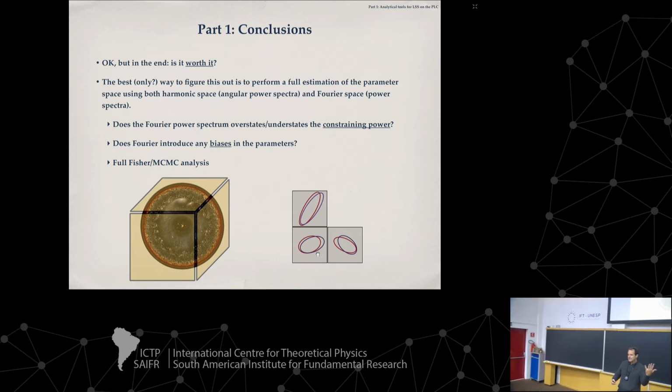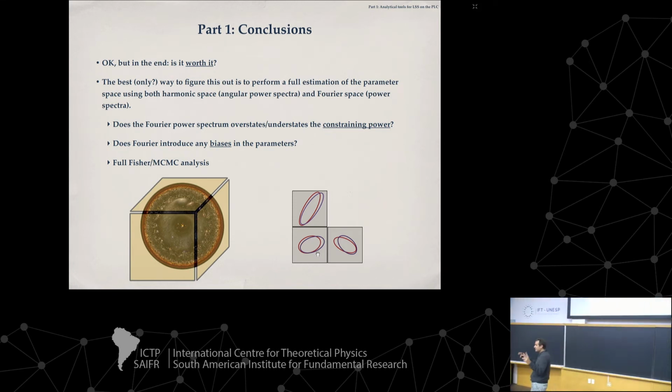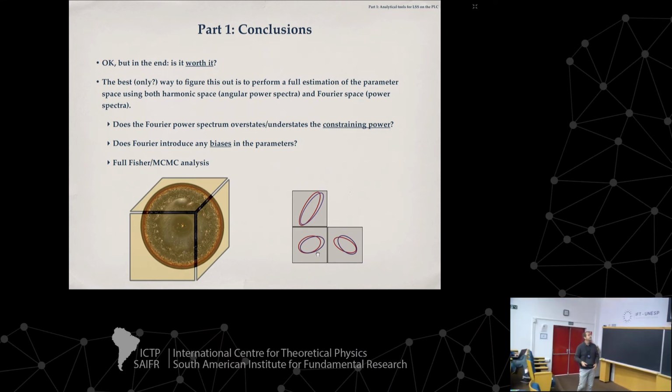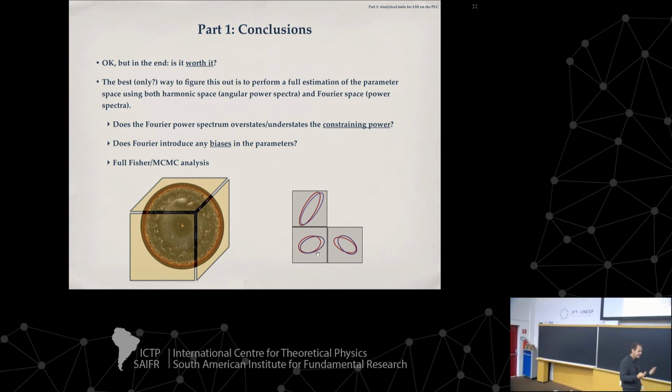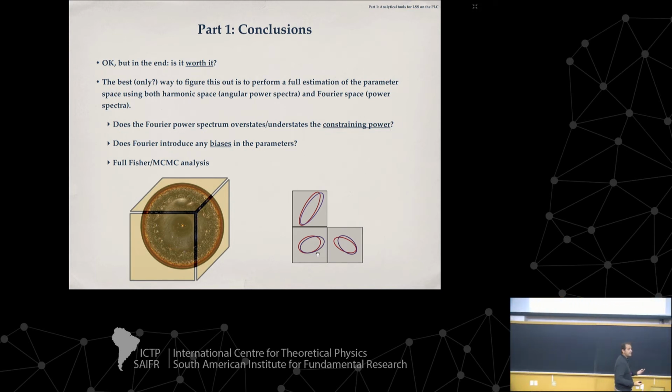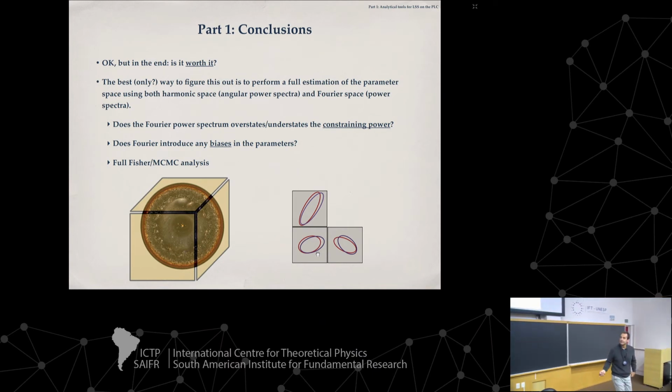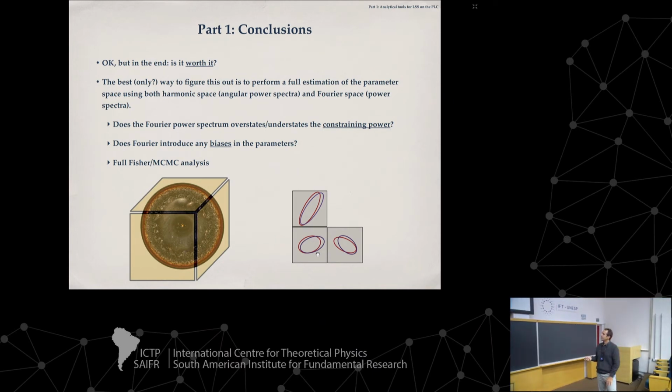When you have Fourier description and harmonic description, small scale means something different, right? But there's a way to map these two problems, and then we can compare, and we can see if our parameters are equally well estimated in both approaches, and if there are no significant biases in them that appear as a result of imposing Fourier or not.